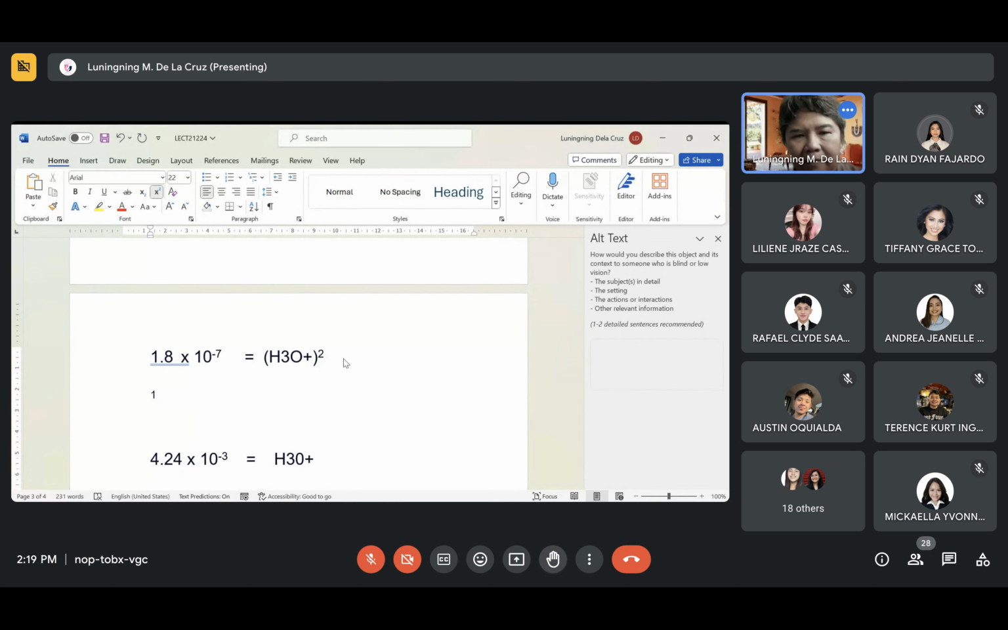18 times 10 to the minus, sorry class, 18 times 10 to the minus 8. It is the same, class. This is not negative 3. It should be 4.